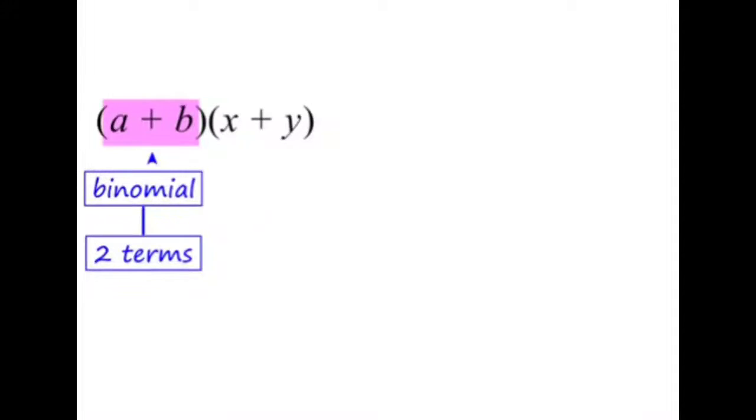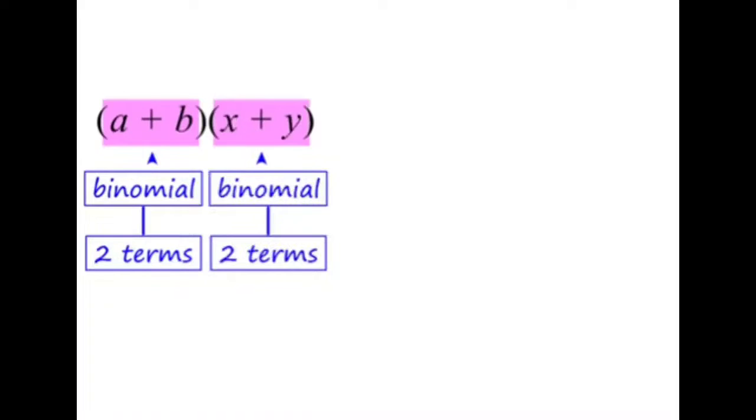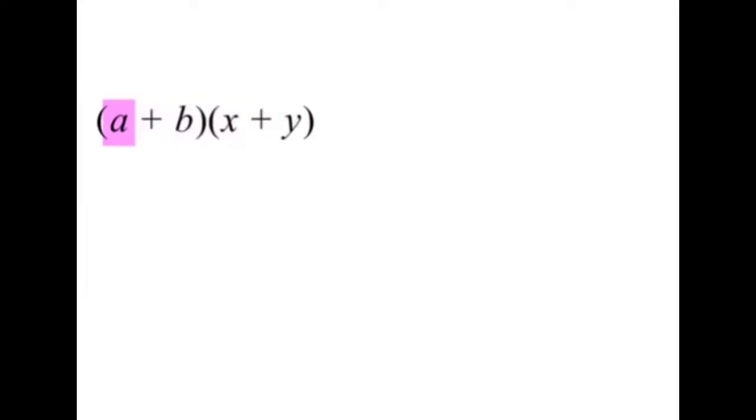In grade 9, you also need to simplify the following type of expression. In other words, a binomial, or two terms, multiplied by another binomial. Let's go on to see how to do this. We start with the first term in the first bracket, and we multiply it by the first term in the second bracket. This gives ax.